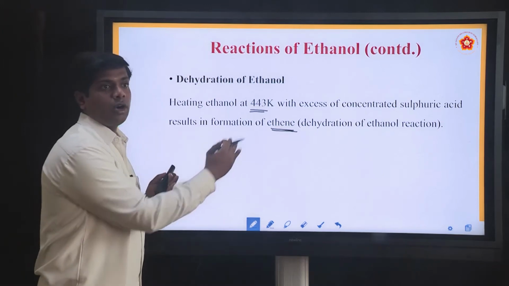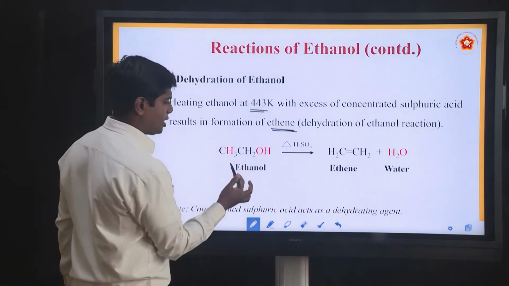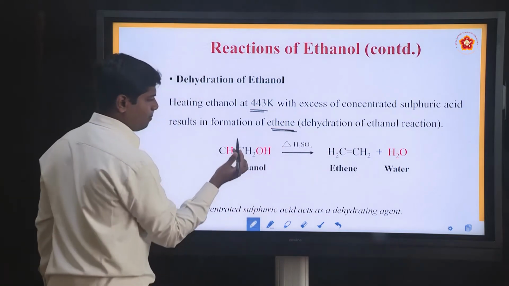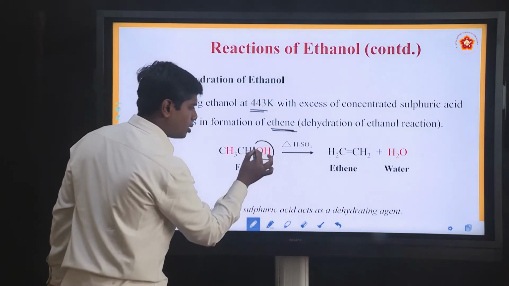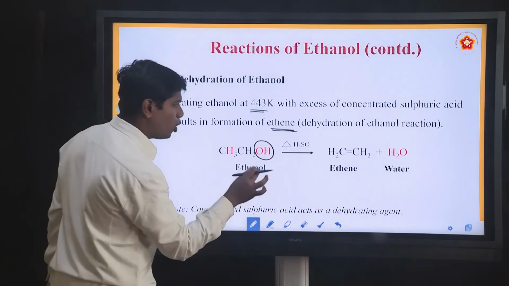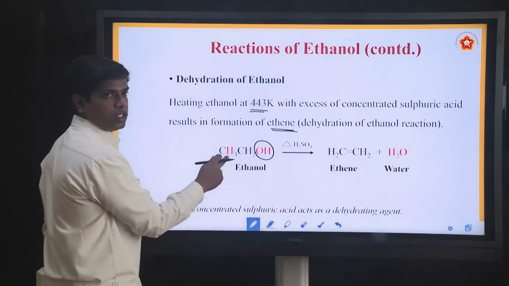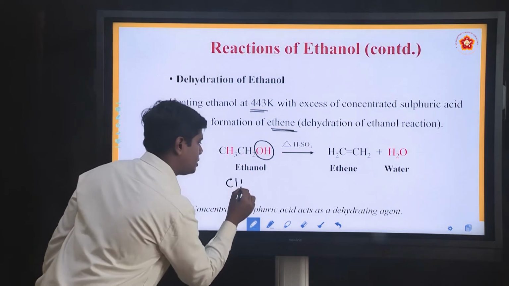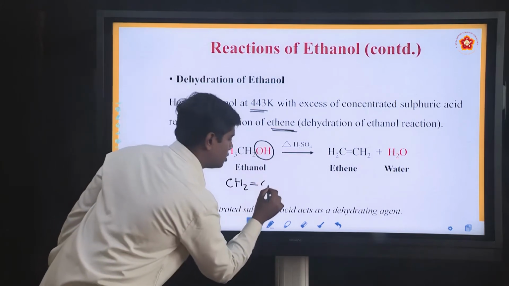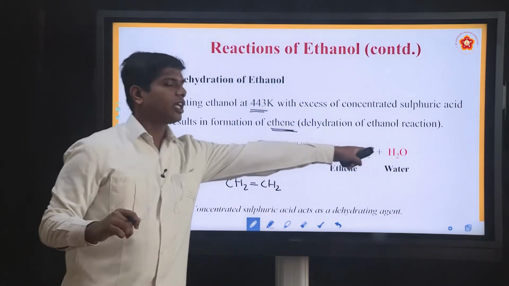Alcohols are converted into alkenes. This is a reaction. Ethanol is converted into ethene and a water molecule. See here, the OH and one of the hydrogen atoms are removed. Then it forms CH2 double bond CH2. If we remove the hydrogen atom from here and the OH, it forms ethene and water molecules.